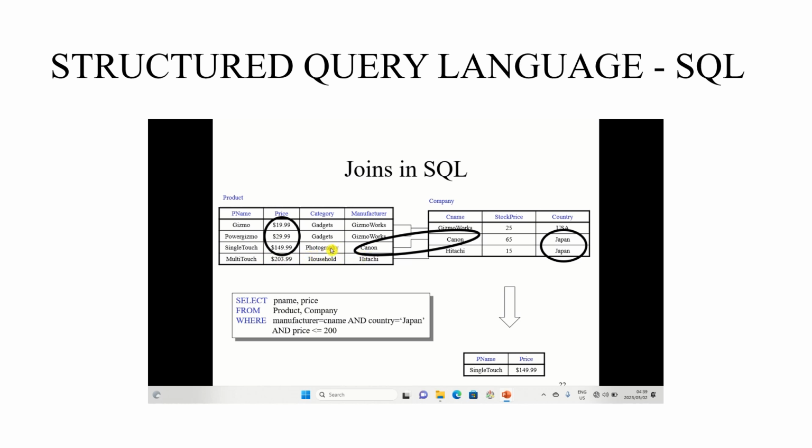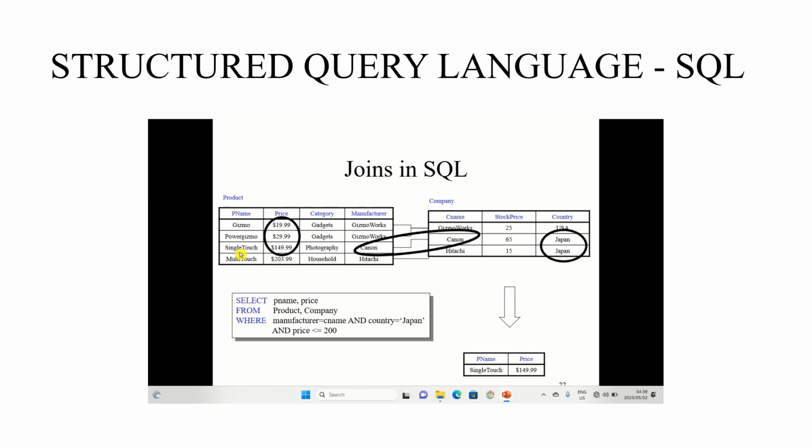Yes, belongs to Japan. What eliminates the others? For instance, what eliminates Gizmo? Gizmo goes with the manufacturer Gizmoworks. So Gizmoworks is this side. It belongs to USA, not Japan. This one is still less than 200, but its name is Power Gizmo. Check Power Gizmo for Gizmoworks, still belongs to USA, you see.